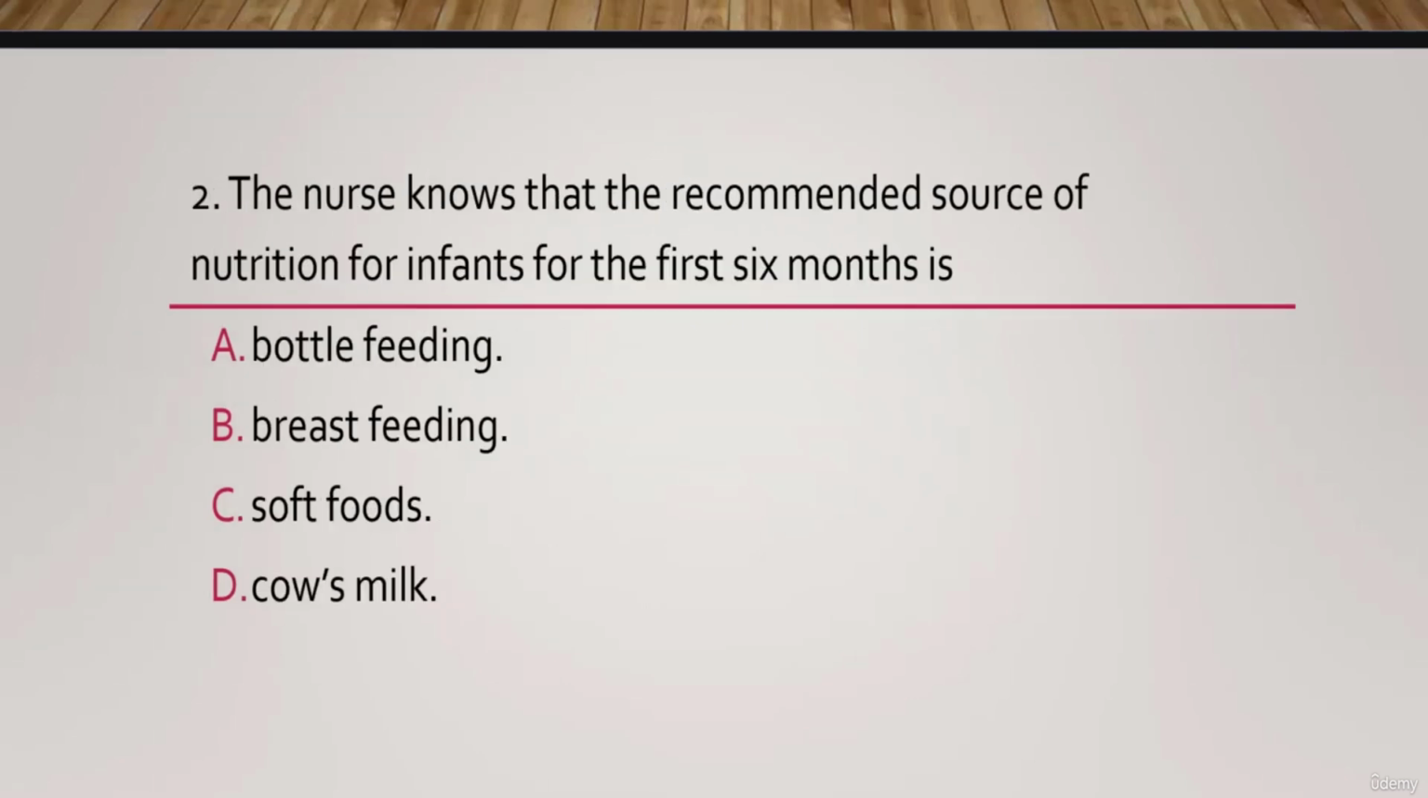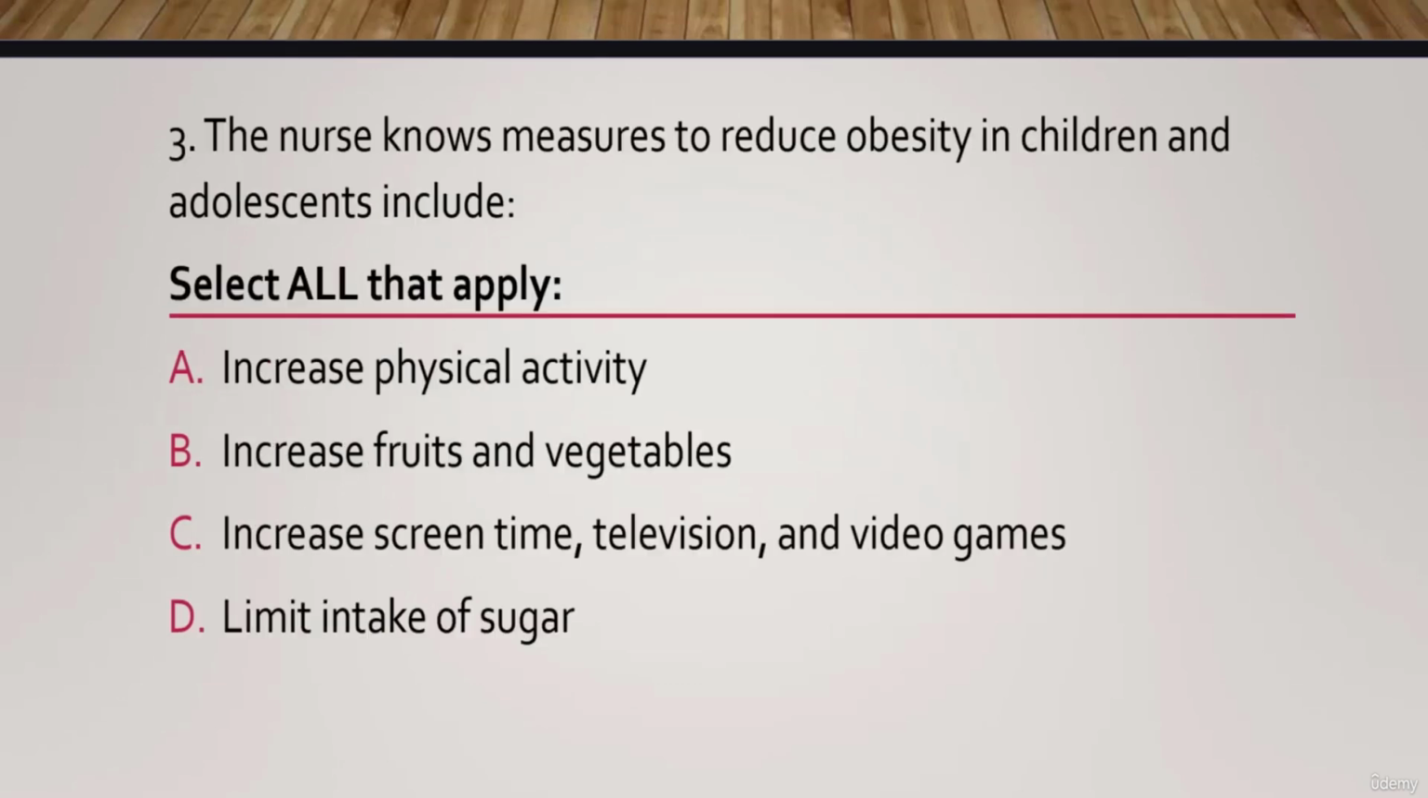The nurse knows that the recommended source of nutrition for infants for their first 6 months is breastfeeding. So if you're a mother who is pregnant, who almost gave birth or gave birth already, the best milk that you can provide to your infant, or your baby, is your breast milk. That is the most nutritious milk your baby can get.